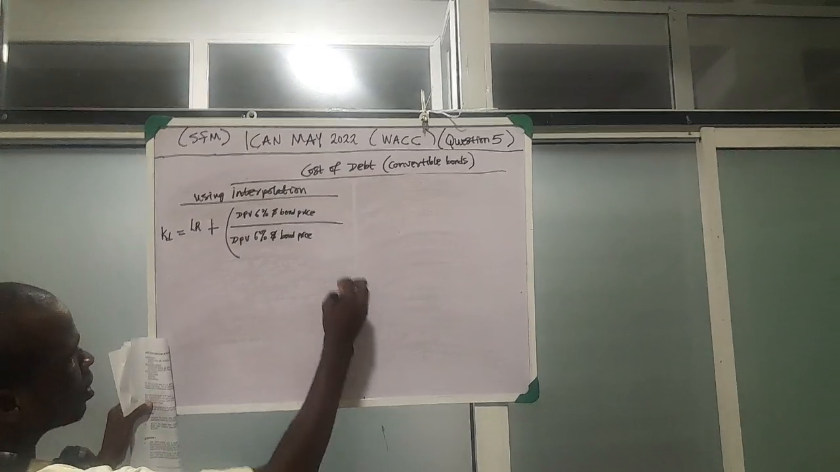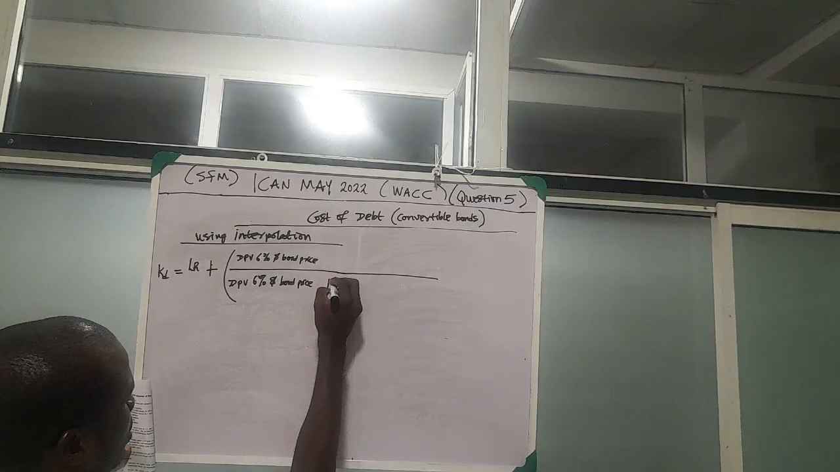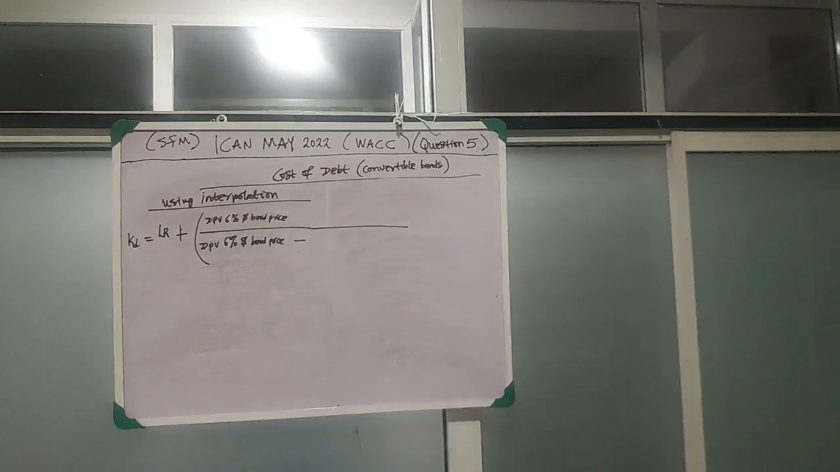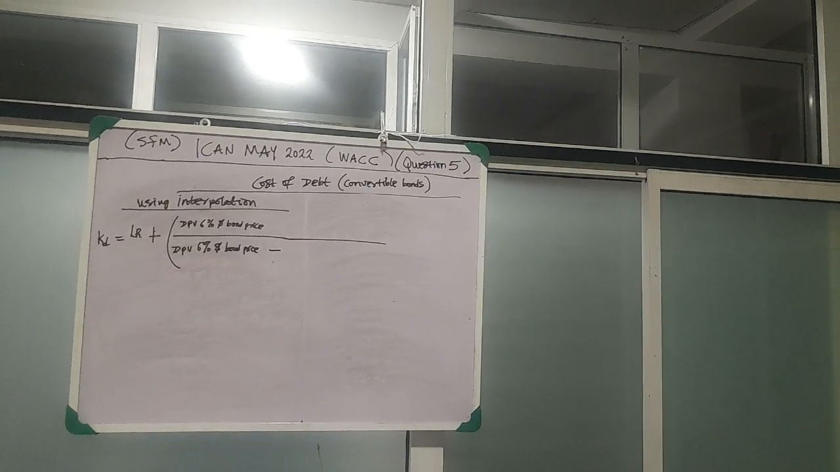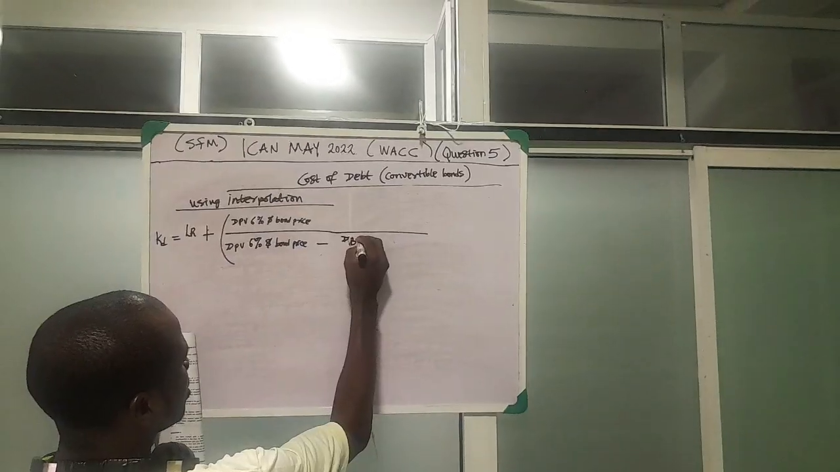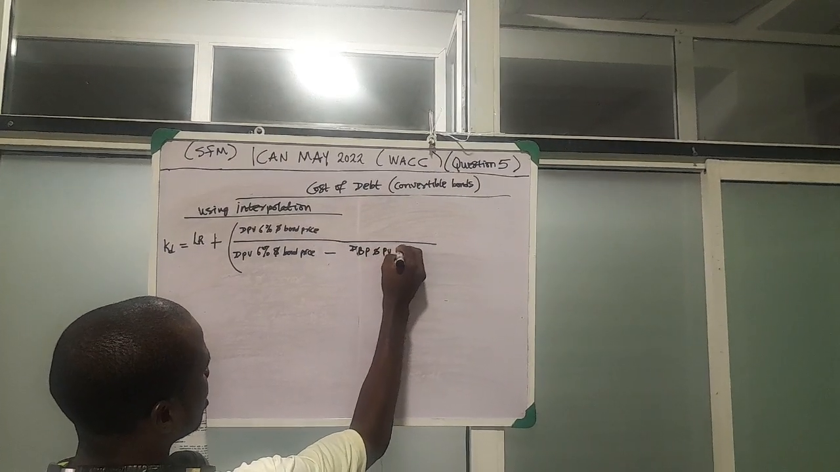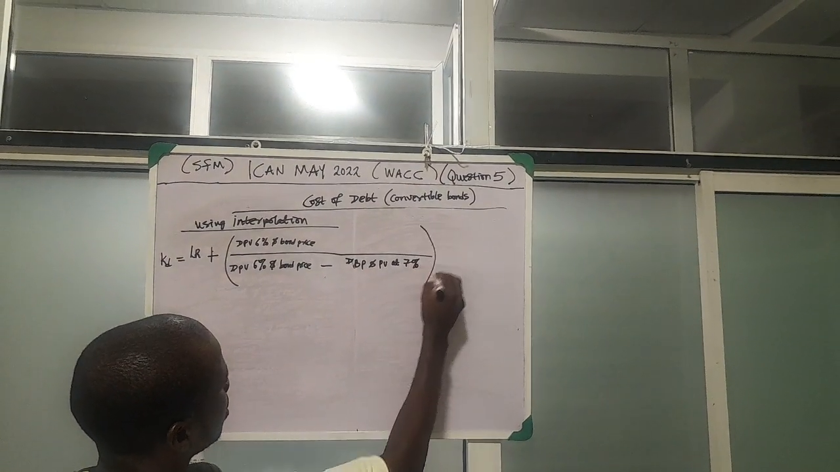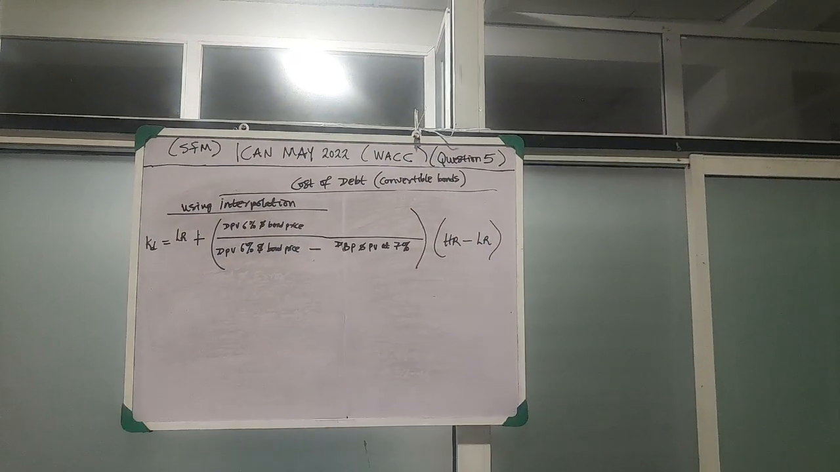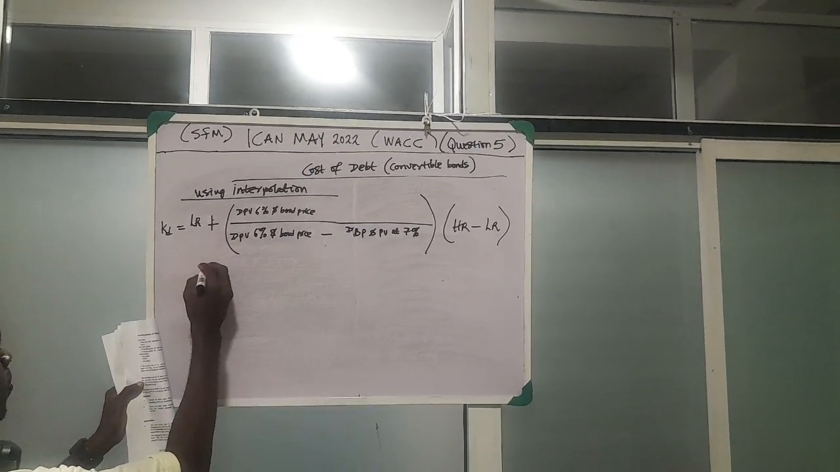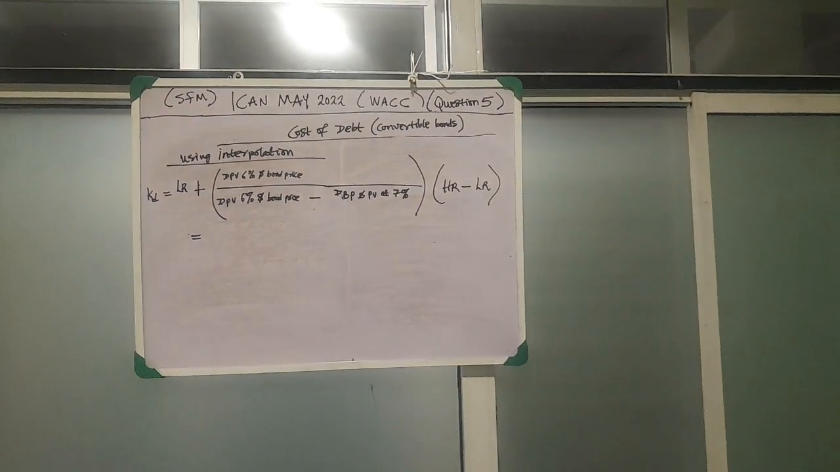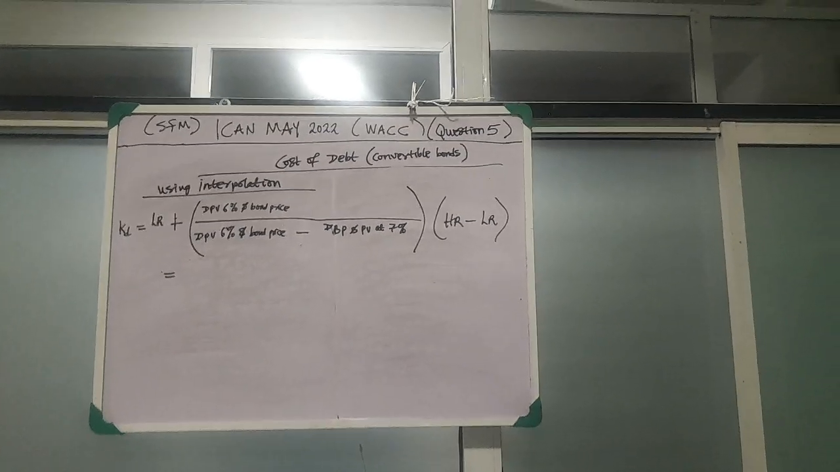Because of the length of the formula, we have minus the difference between bond price and PV at 7%, multiplied by high rate minus low rate. We have that already in the equation, so we'll find out the difference between PV and bond price first. The bond price, as we computed, is 105 naira.